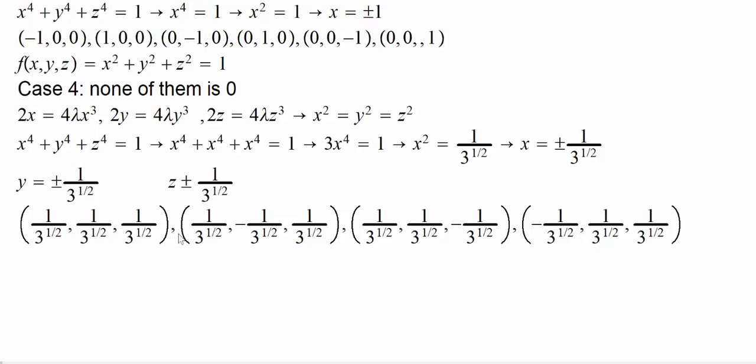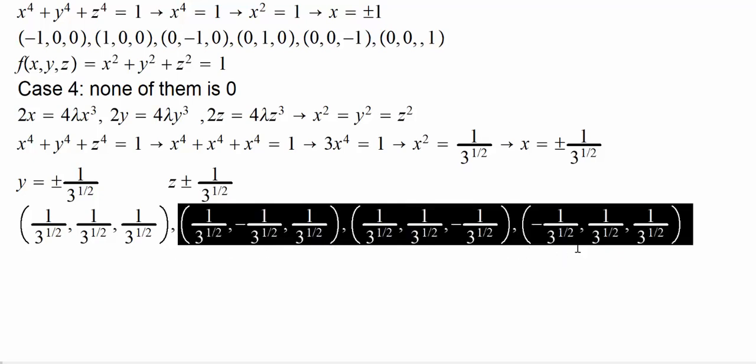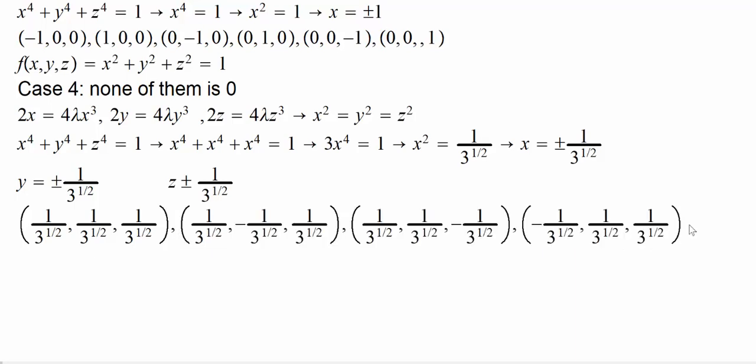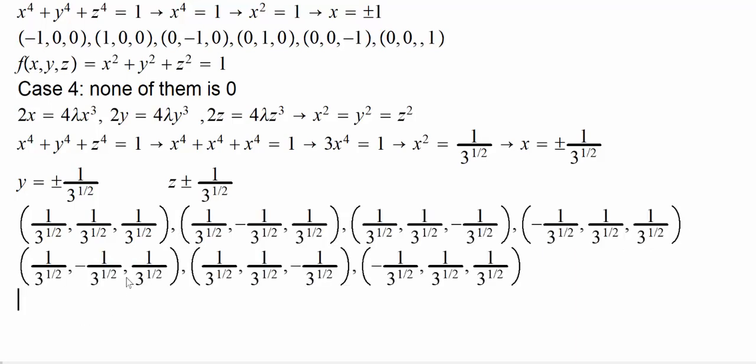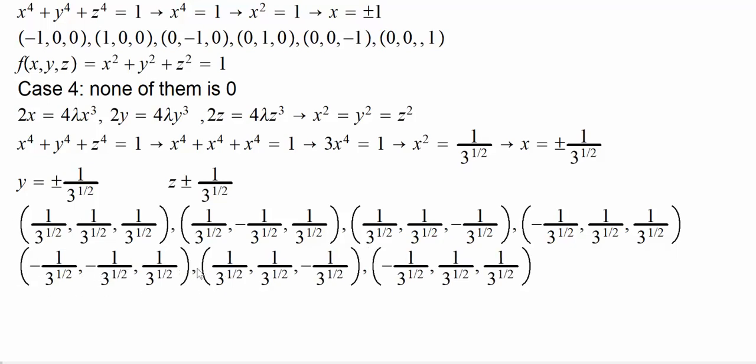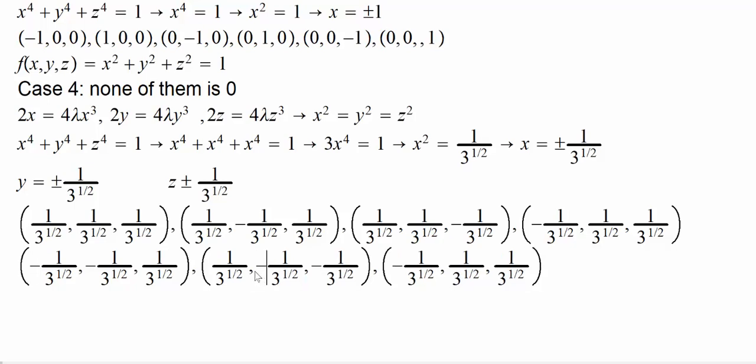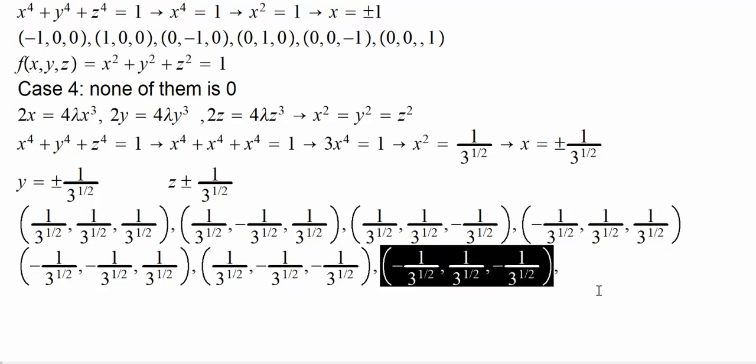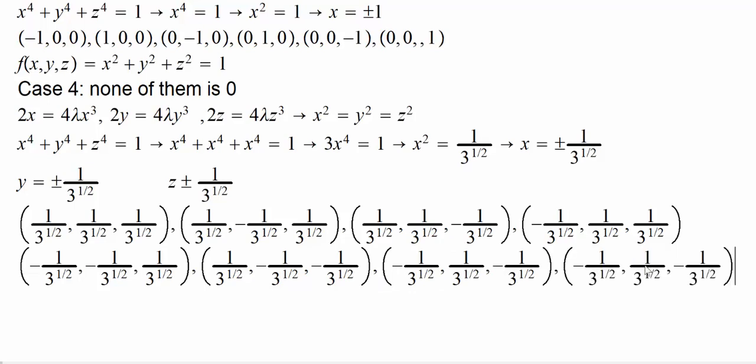Say these two are negative, or these two are negative, or these guys are negative, right? And then the last condition would be that all of them are negative, right? So we had 8 possibilities, and we got all 8 of them, if I'm not missing any. And now, if I compute f, x squared plus y squared plus z squared, then what are these guys?